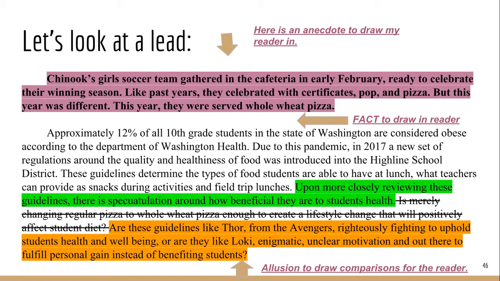The fact that I use is, again, approximately 12% of all 10th grade students in the state of Washington are considered obese, according to the Department of Washington of Health. I then provide background information explaining why it's a problem that 12% of all 10th graders in the state of Washington are overweight. So, due to this pandemic, in 2017, a new set of regulations around the quality and healthiness of food was introduced into the Highline School District.